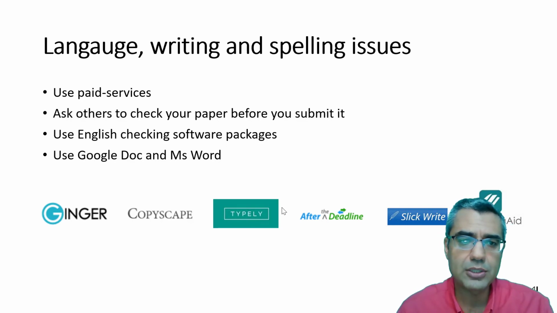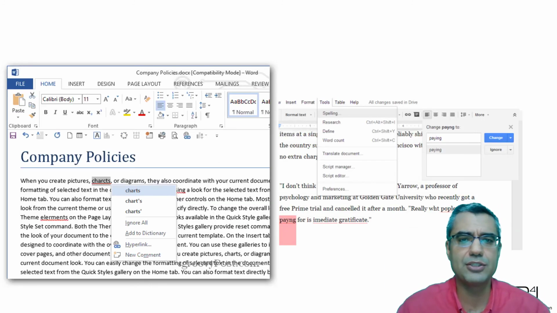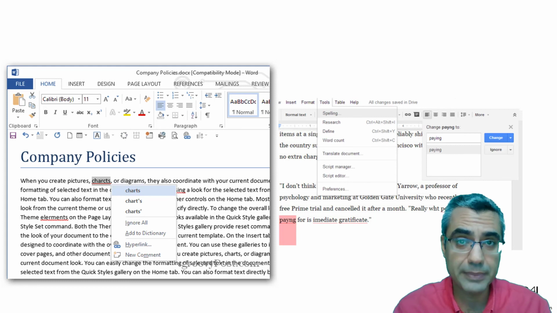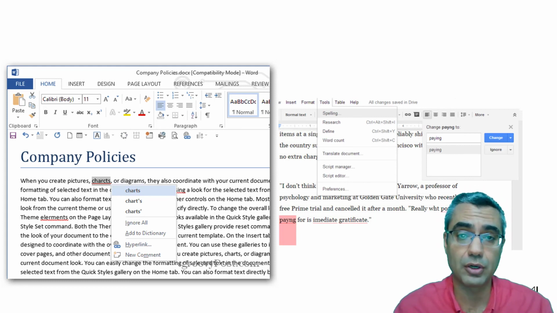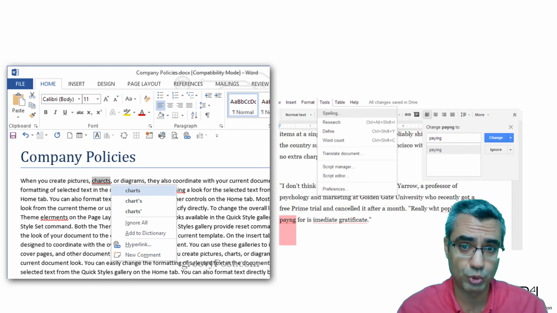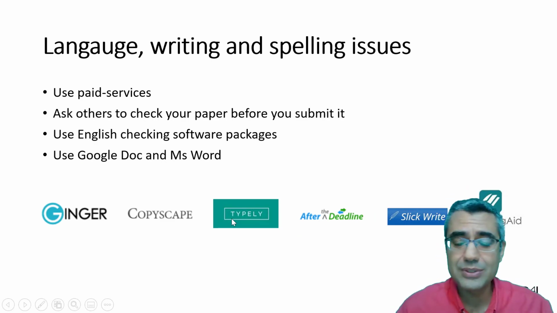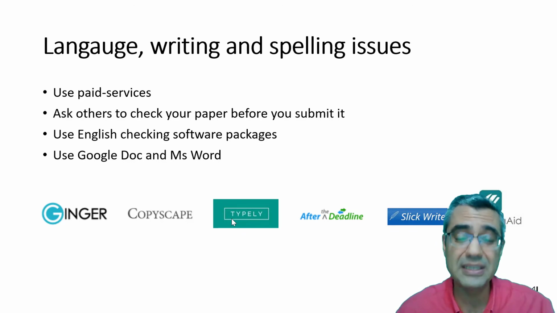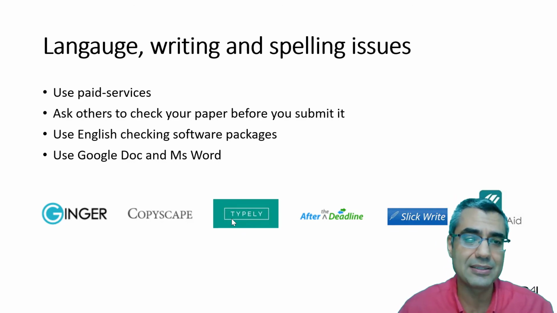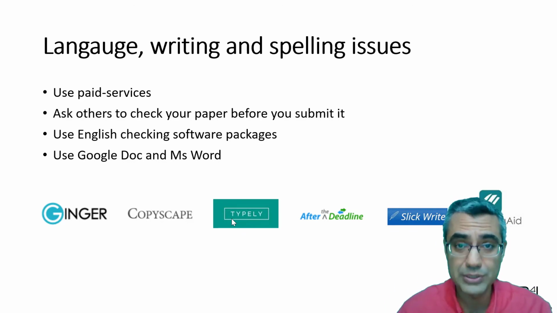What I do is use Google Doc and Microsoft Word. When you copy and paste your manuscript into Google Doc or Microsoft Word, they find spelling mistakes, identify some of the grammatical issues, and suggest some changes. Sometimes when we are writing, we don't see the mistakes, especially the spelling mistakes, right? So we need someone to help us or use a software package.